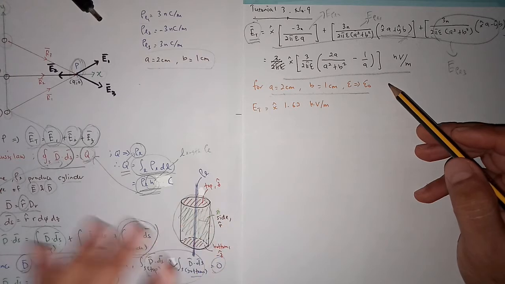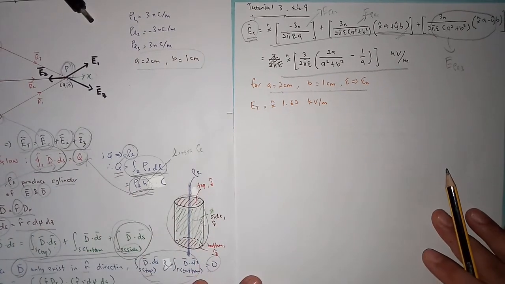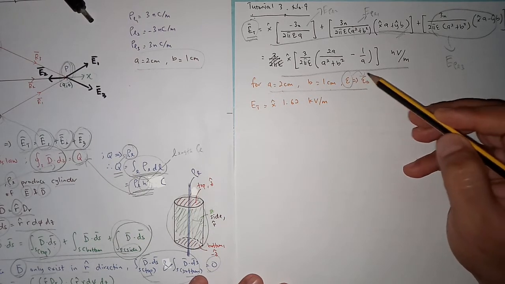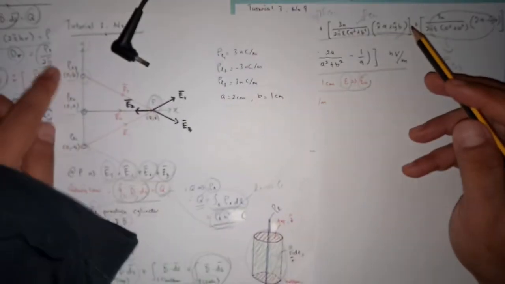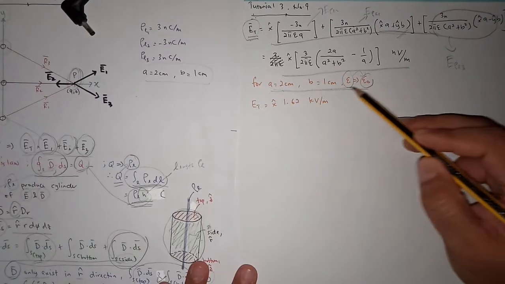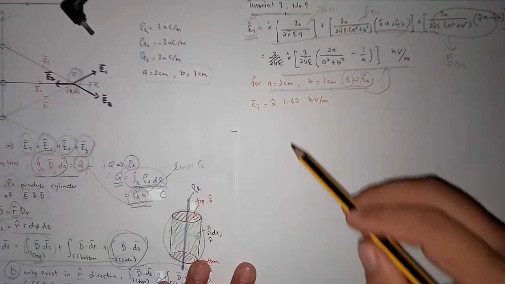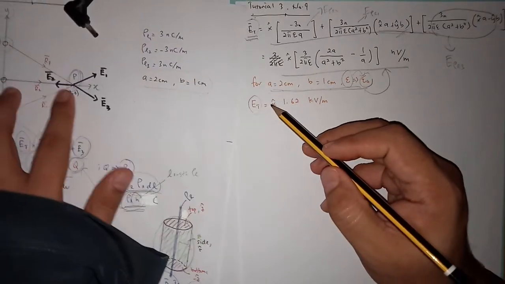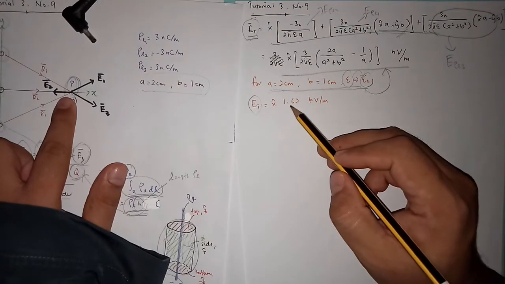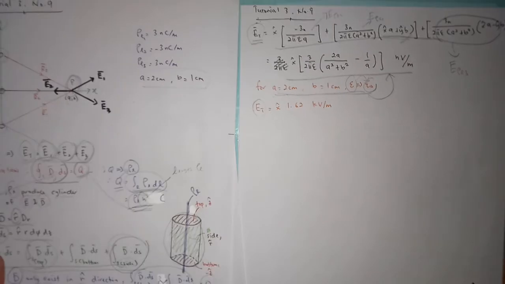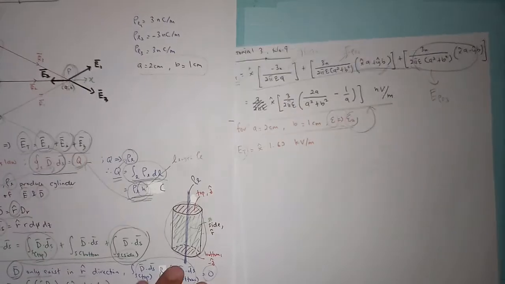In this case, because the question doesn't give us any information on the material, we assume that our epsilon is equal to epsilon 0, by the assumption that this charge exists in air space. By putting all the values together inside the expression, we will have the electric field intensity at point P equal to x cap 1.62 kilovolt per meter. Alright, so that's all for tutorial 3, question number 9.